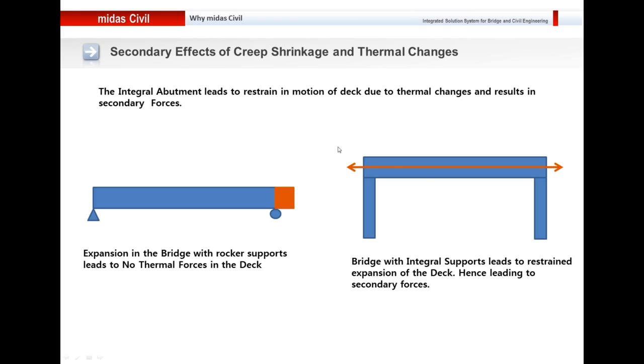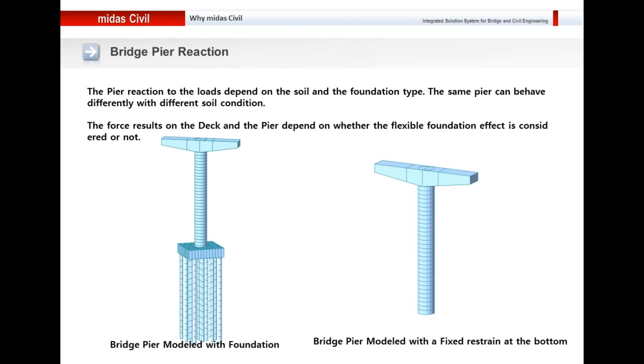When it comes to creep and shrinkage, the bridge tries to shrink or contract. Once again, if you have a simply supported structure, it will simply contract and you would not have any additional stresses. But when you have an integral bridge, the abutment restrains the bridge from contracting. This way it induces secondary forces, and that's why we need to understand the mechanism of how the abutment interacts with the deck.